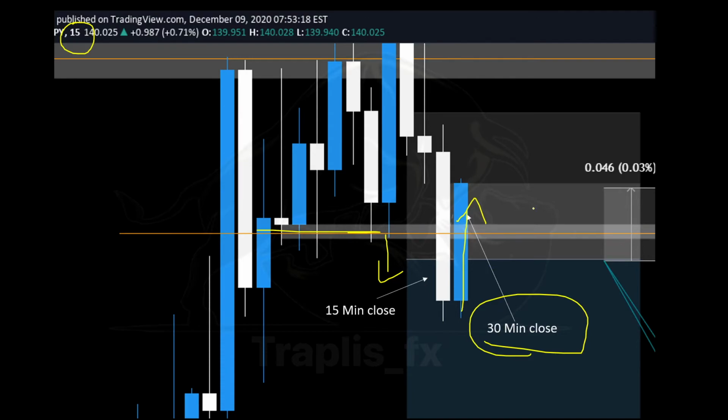So basically on my 30-minute the candle would look something like this, with a body somewhere here with a big wick at the bottom. That's how my 30-minute would look. So that's why, just an example, you don't take trades on the 15, you would take them on the 30-minute, which is better confirmation for you to get good setups, good trades, and become profitable over time.